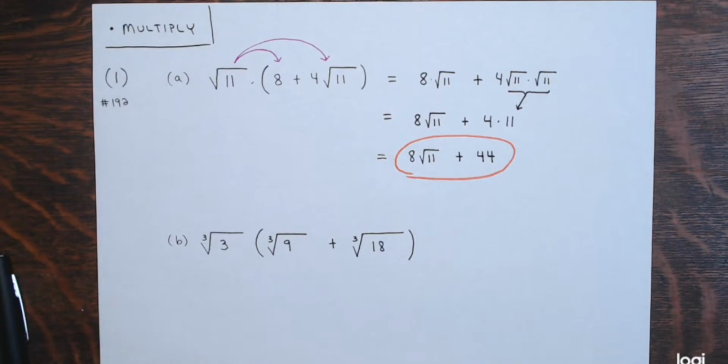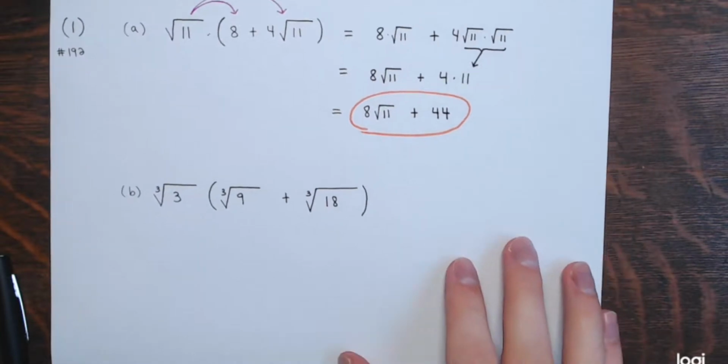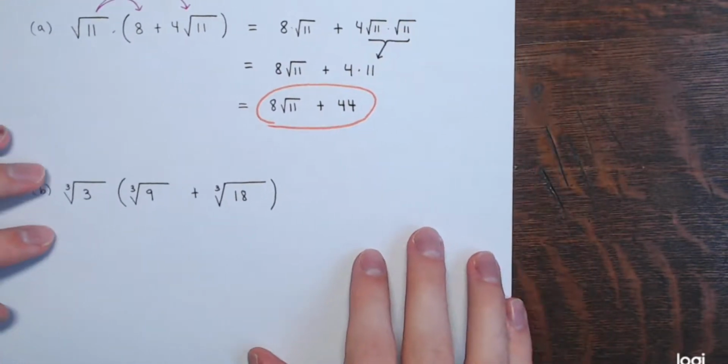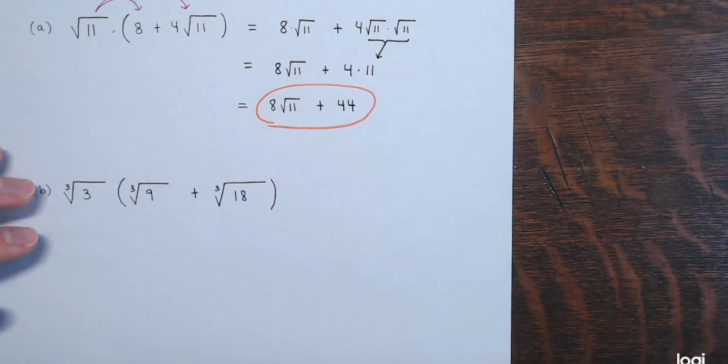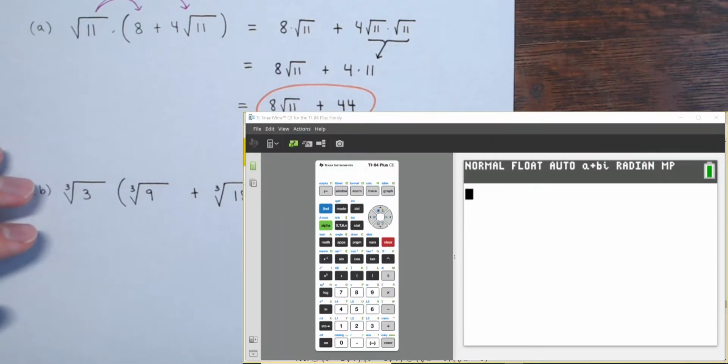Now, just for this first page, and you can do it for the other pages if you wish, I'm going to use a calculator to test my answers and check my results. So I have a TI-84 Plus emulator that I'm going to pull up. Here it is. And I'm going to enter the expression we were first given: the square root of 11 times the quantity 8 plus 4 times the square root of 11.